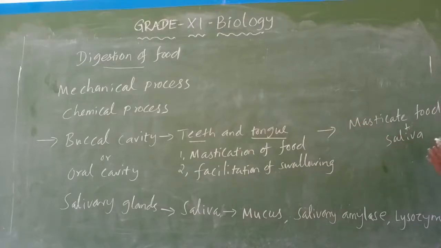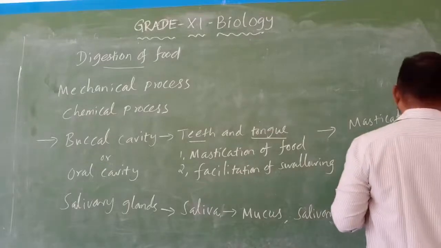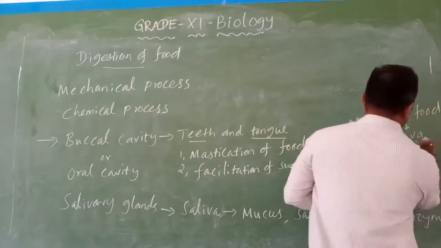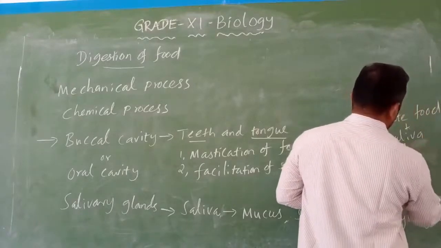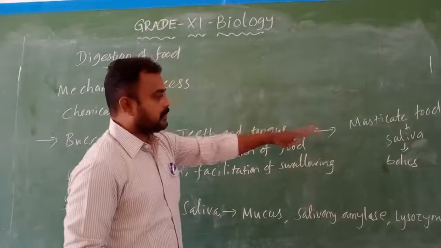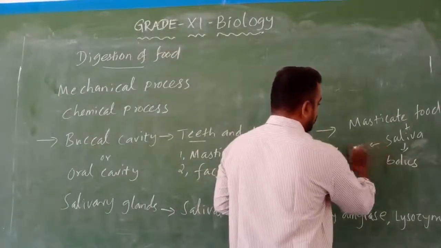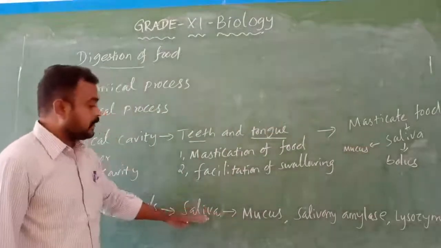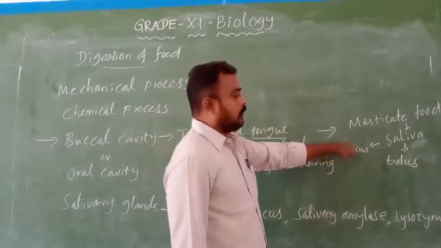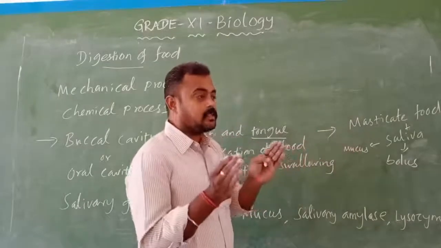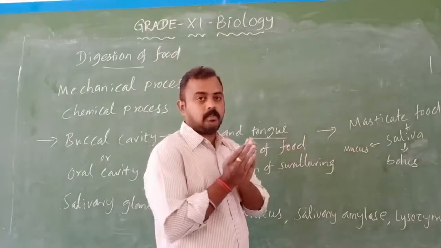So masticated food and saliva mixed together is called bolus. Because in saliva we have mucus. Mucus helps for lubricating and adhering. Adhering means it acts as a paste.